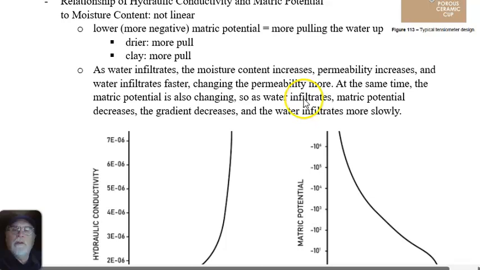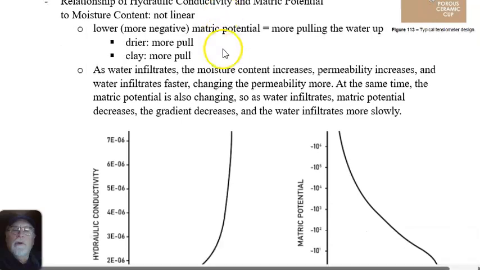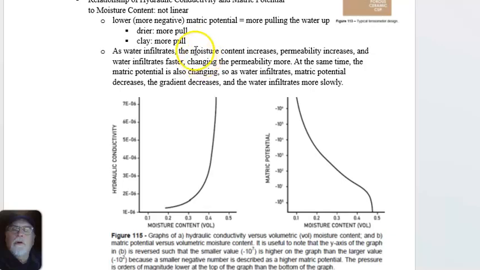So the hydraulic conductivity in the unsaturated zone is a function of the moisture content, and the matric potential is a function of the moisture content. Let me zoom out just a little bit here. So a lower matric potential means a more negative one. So they have it here. This is negative, so this is more negative as you go up, which means more pulling the water up. And if you see here, low moisture content means a more negative matric potential, and it pulls the water up.